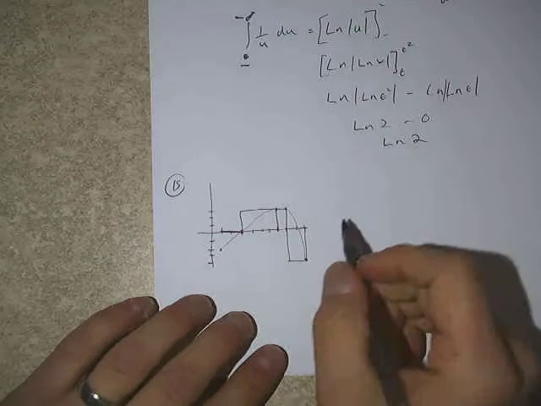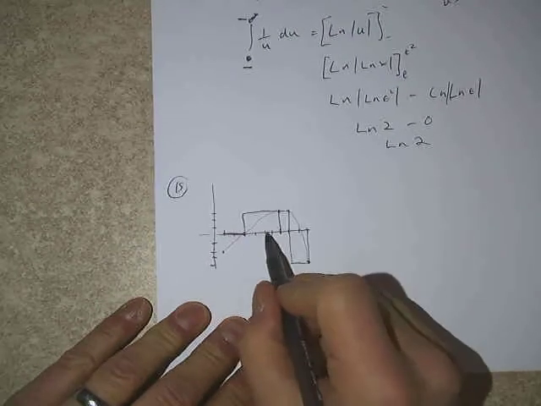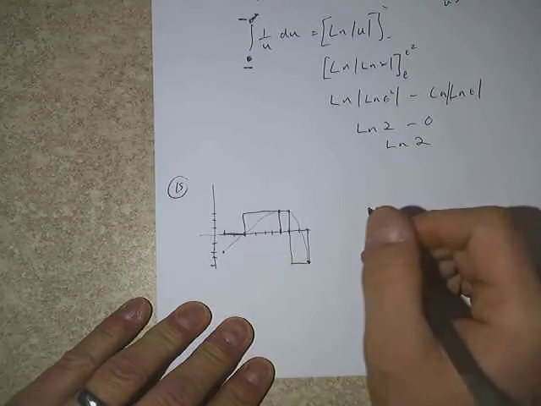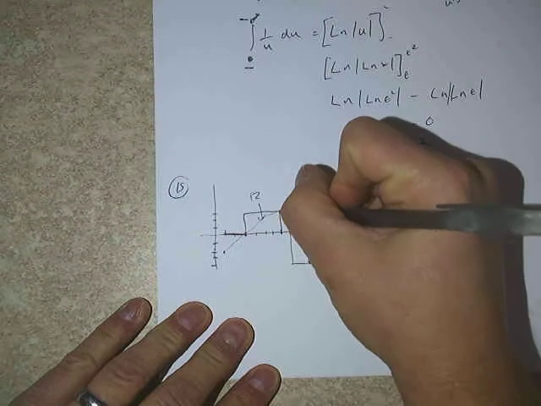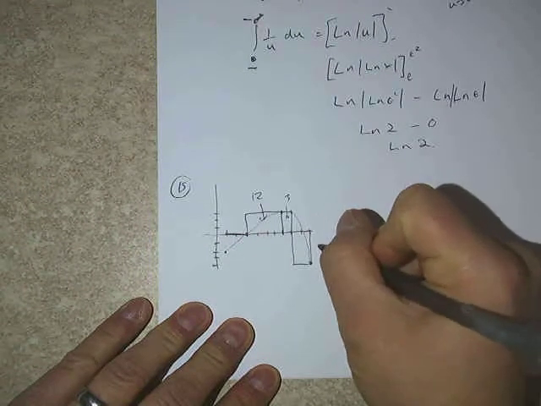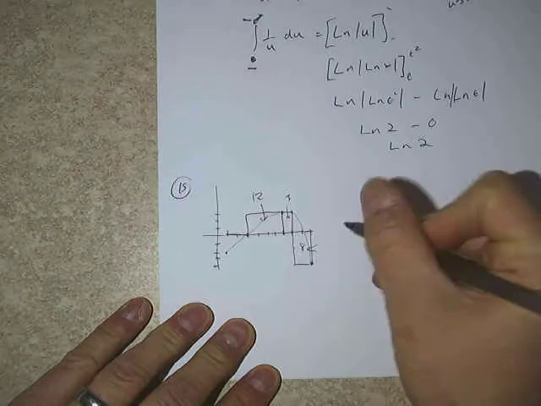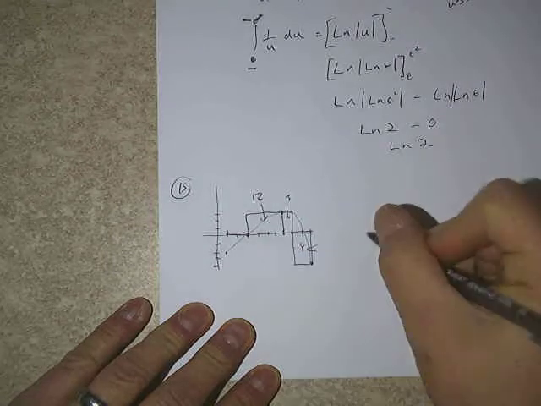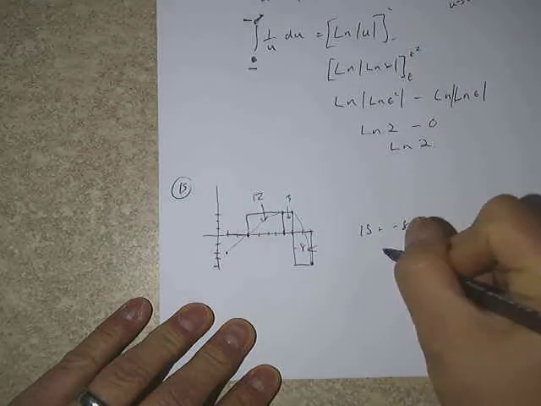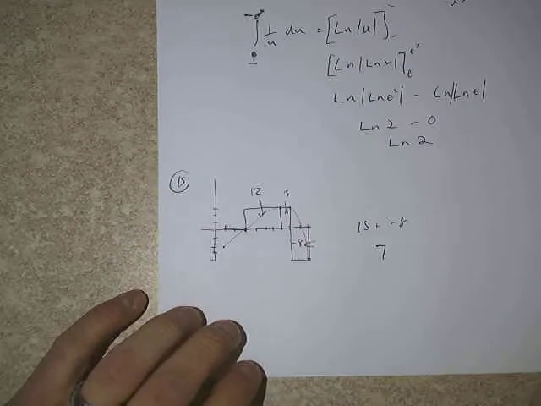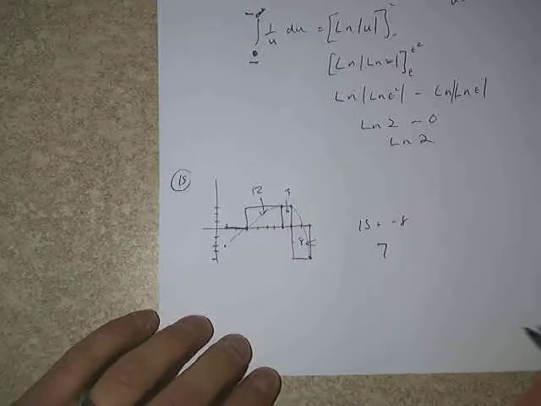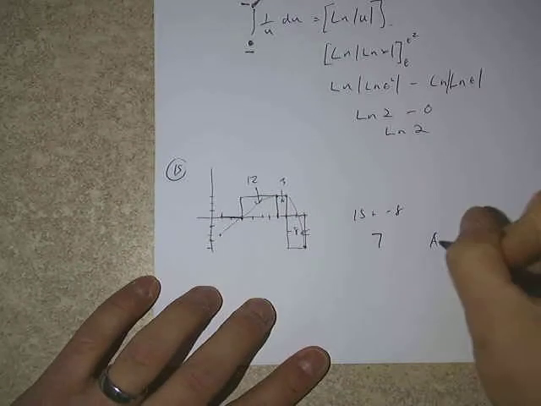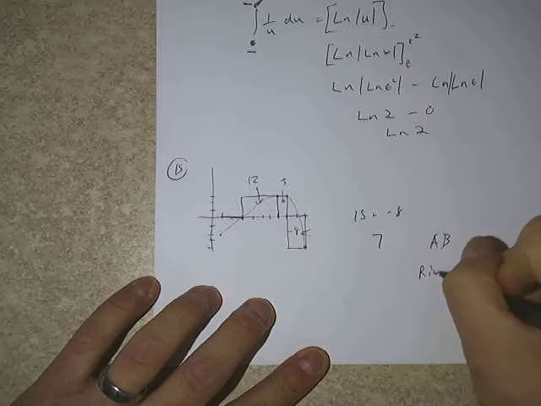With that, if we calculate the areas of these rectangles, we'd have 4 by 3, so that one right there would be 12. This one's 1 by 3, which would be 3. This one's 2 by 4, which would be 8, but negative. So we'd have 15 plus negative 8, which should be 7. And ultimately that would be an AB problem, number 2, just a Riemann sum application.